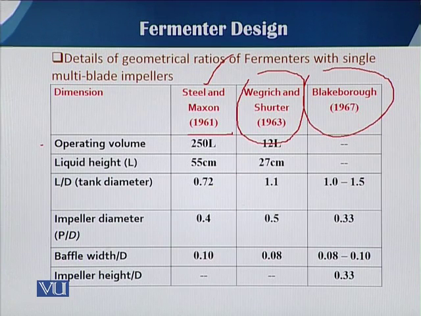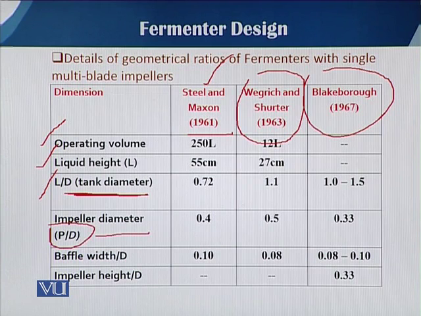You can see the operating volume, the liquid height, the ratio between liquid height and diameter, which is very critical, and then the impeller diameter and the diameter. So what will be the ratio of the impeller width to the total diameter of the fermenter? By this ratio we can design the baffle width, and then the impeller height, which is basically the height of the impeller from the base. So these are the different ratios.